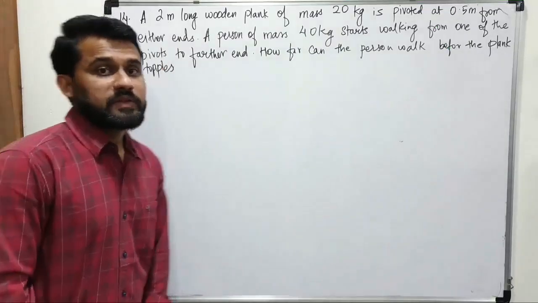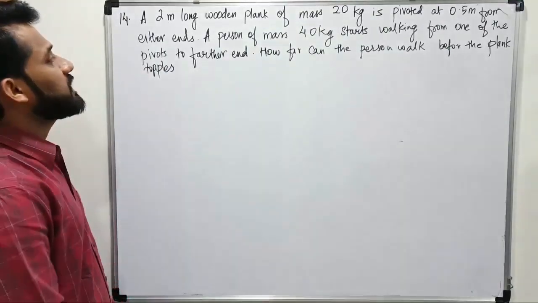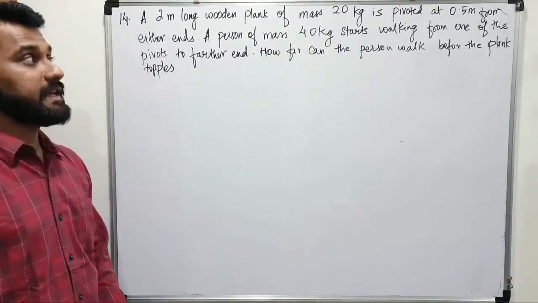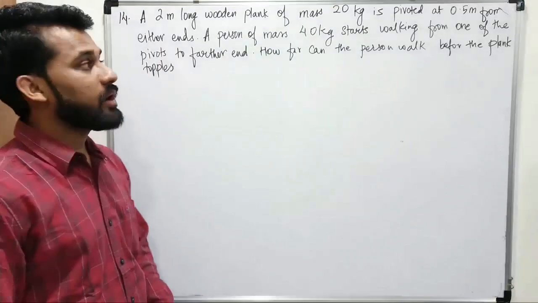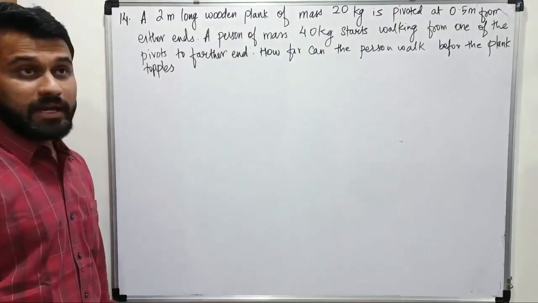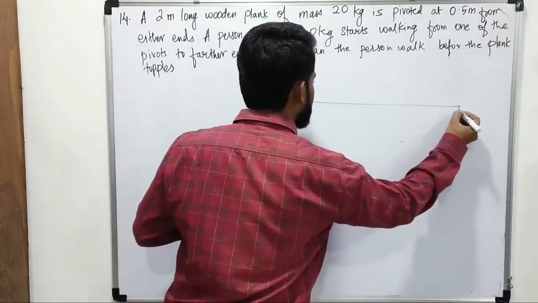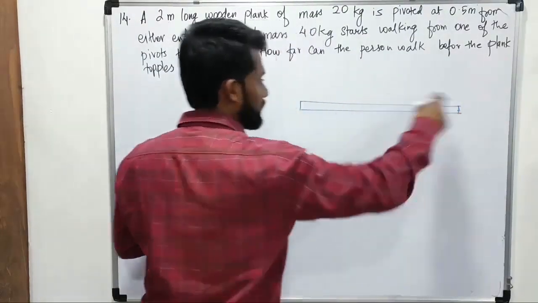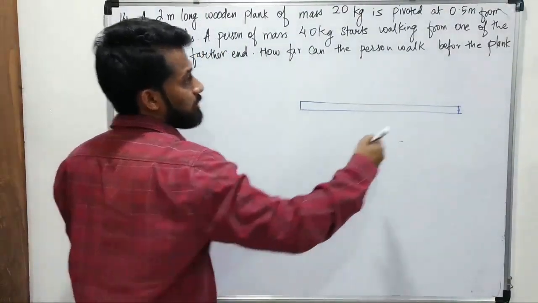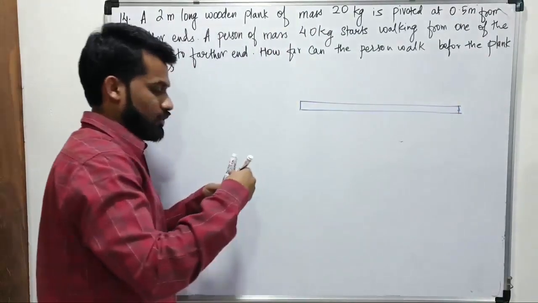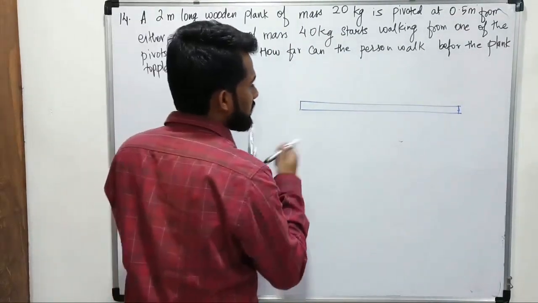So next one is question number 14. A 2 meter long wooden plank of mass 20 kg is pivoted at 0.5 meters from either end. So there is a 2 meter long wooden plank. The span is 2 meters and 0.5 meter from both the ends. From both ends, at 0.5 meters, there are supports.